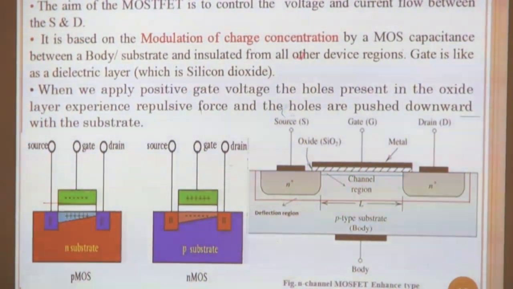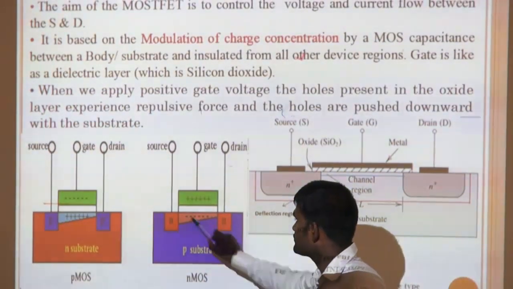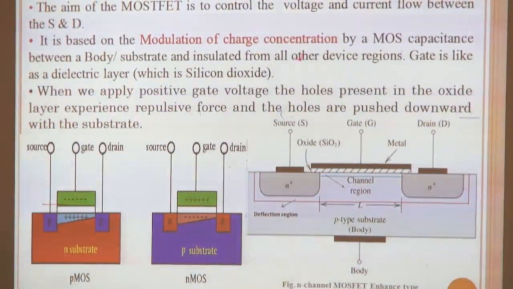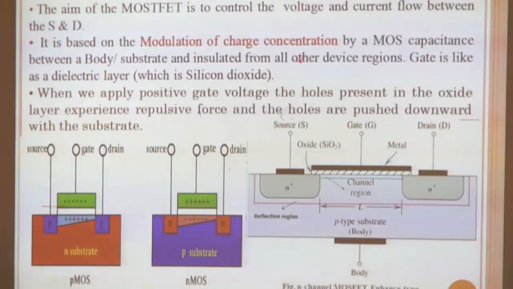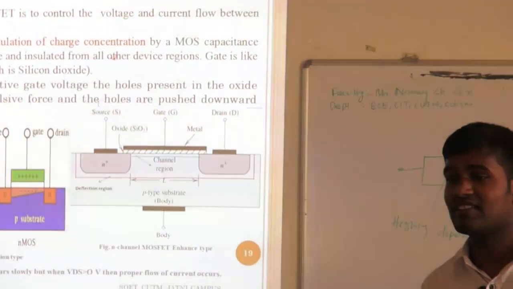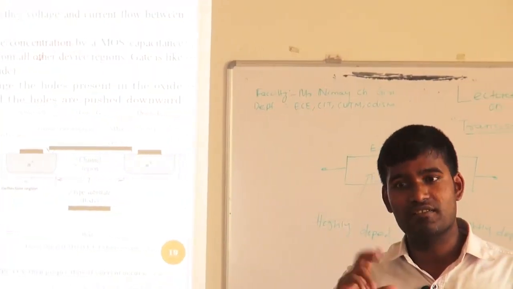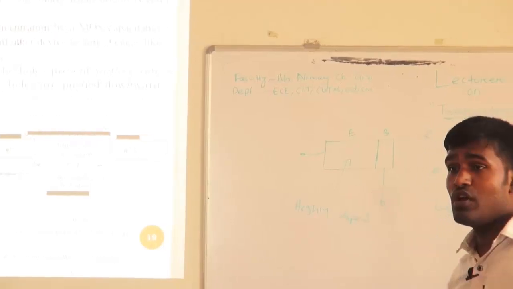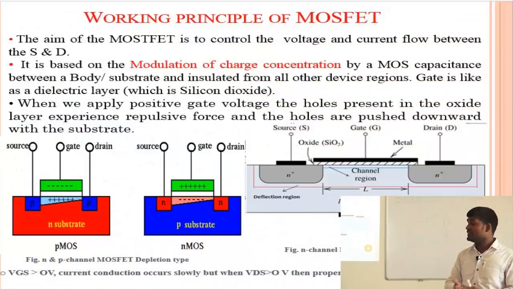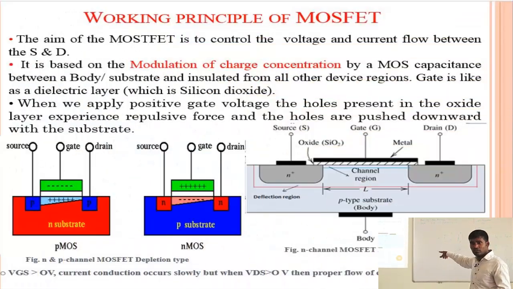And how does it work? This is the depletion type. First, it is fully based on modulation of charge concentration. Means MOSFET just acts as a capacitor. That's why it is known as MOS capacitor. How does it act as a capacitor? To make a capacitor, two electrodes are there and one dielectric material is there. Here also, the body part is one electrode, and source and drain are another electrode. And the middle part, the gate part, is known as the dielectric layer.